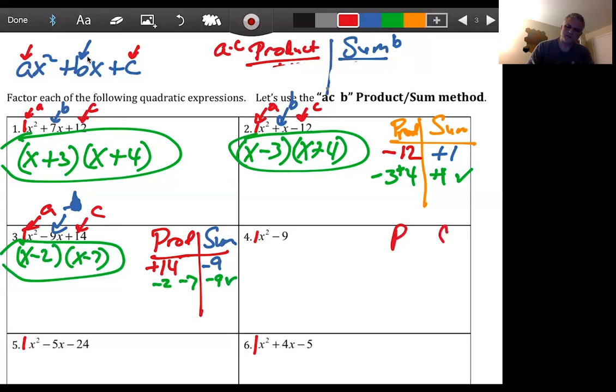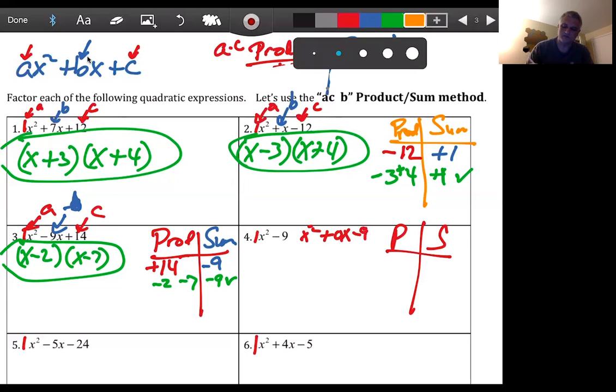Do we need product sum on this one? We shouldn't. But if you did need it, you could rewrite this as x squared plus 0x minus 9, and you could do product sum. The product is 1 times negative 9, and the sum is 0. So you say, okay, negative 9, I got to get 0. That'd be 3 and negative 3, which will give you plus 3 and minus 3.